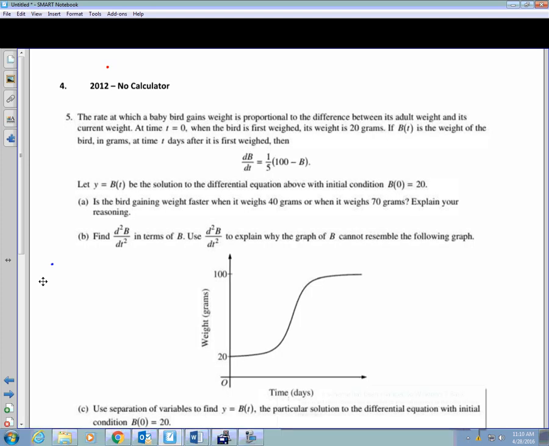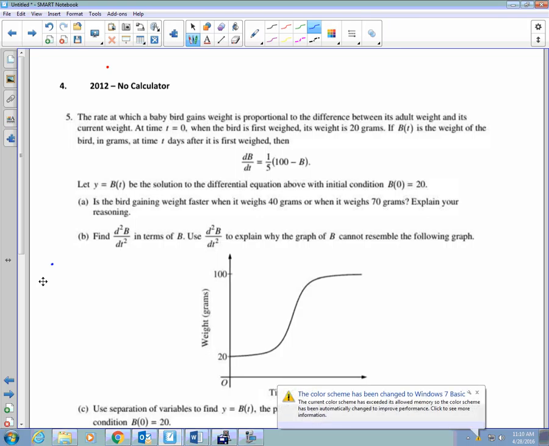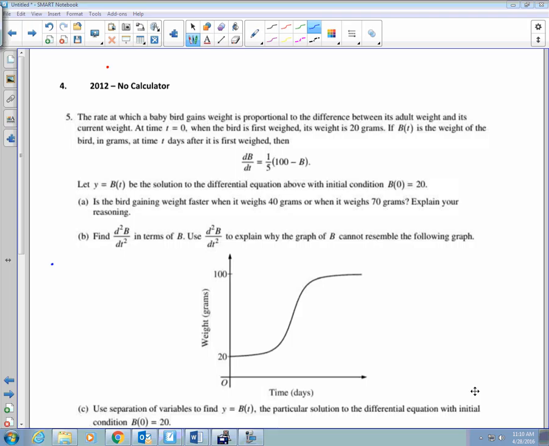The rate at which a baby bird gains weight is proportional to the difference between its adult weight and its current weight. At time t equals 0, when the bird is first weighed, its weight is 20 grams. B of t is the weight of the bird in grams at time t days after it is first weighed. Then dB over dt is equal to that.